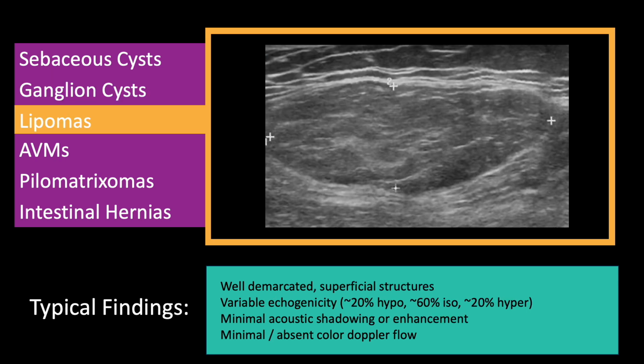Lipomas are well demarcated superficial structures that usually appear isoechoic to the surrounding tissue because they're made up of fat and connective tissue that arises from normal subQ. These are typically benign masses that are mobile, have minimal ultrasound artifact, and lack significant Doppler flow.